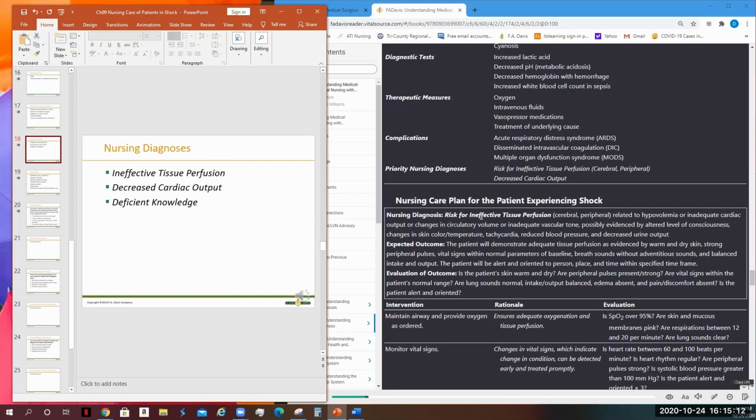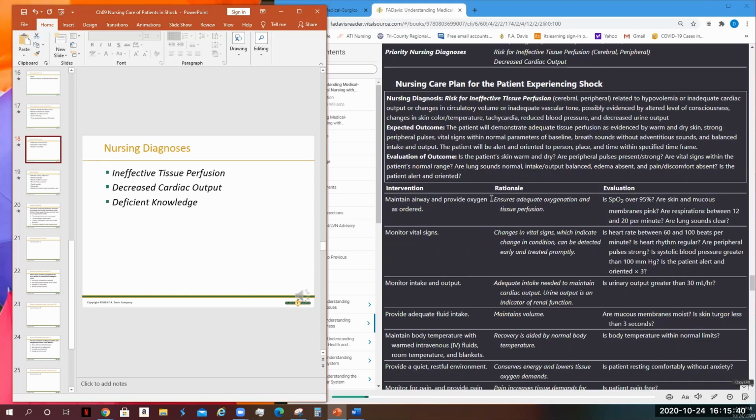Evaluation of outcome. Is the patient's skin warm and dry? Are peripheral pulses present and strong? Are vital signs within the patient's normal range? Are lung sounds normal? Intake/output balanced? Edema absent? And pain/discomfort absent? Is the patient alert and oriented?